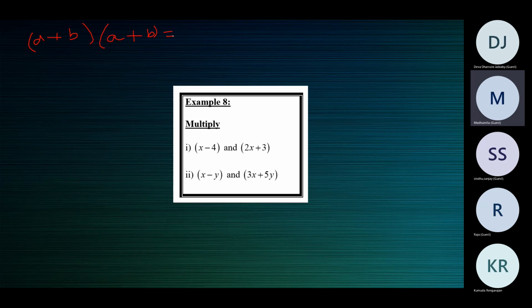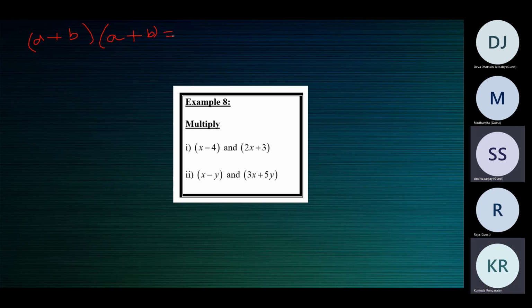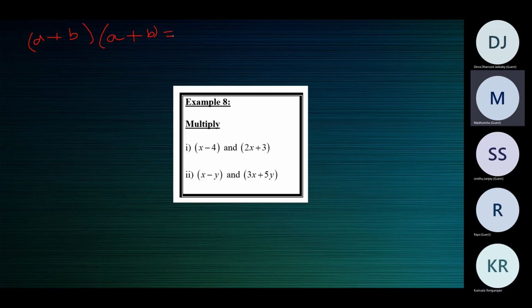Ma'am, 2A plus 2B. A plus B into A plus B. How do you multiply? Ma'am, A to the power 2 plus B to the power 2. No. A square plus AB square plus B square, ma'am. A plus B into A plus B. How do you multiply? A square plus AB plus BA plus B square, ma'am.